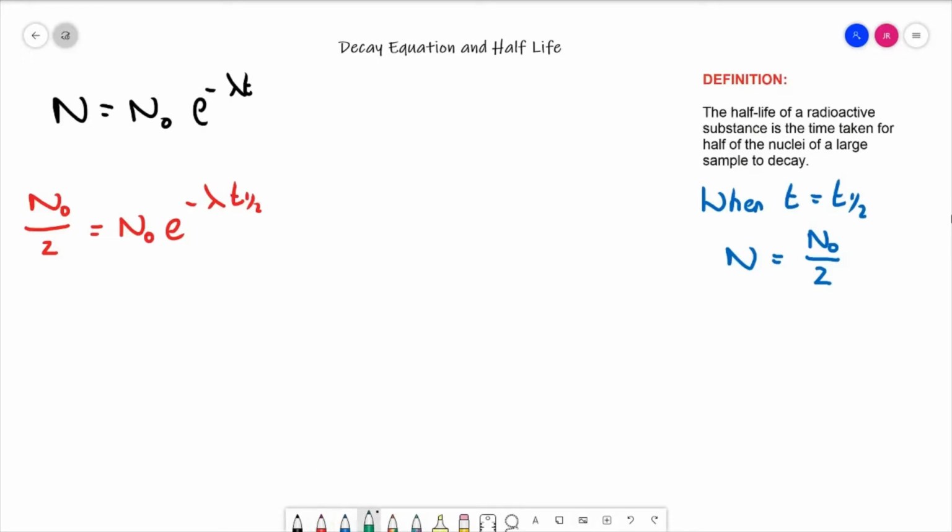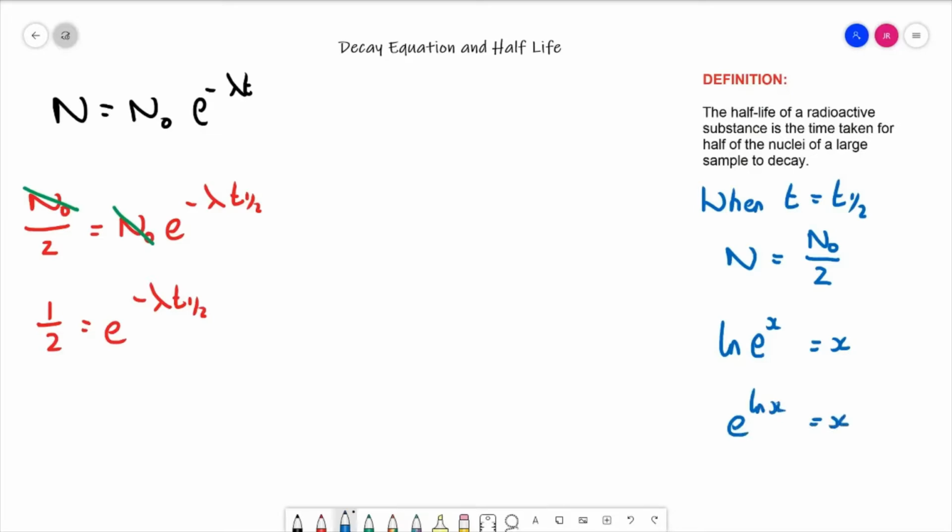Mathematically then, we've got N naught on both sides, so both of those cancel out. That leaves us with a half is equal to e to the minus lambda times the half-life. Now going back to the log law that we applied earlier, natural log of e to the x will equal x. We had the idea that e to the natural log of x equals x earlier. What I've just written is the reverse of that. Therefore, if we take the log of both sides, natural log of a half is equal to minus lambda multiplied by the half-life.